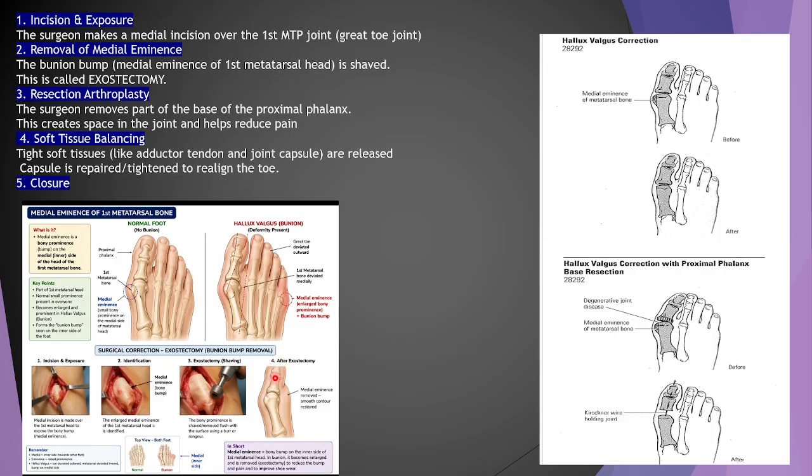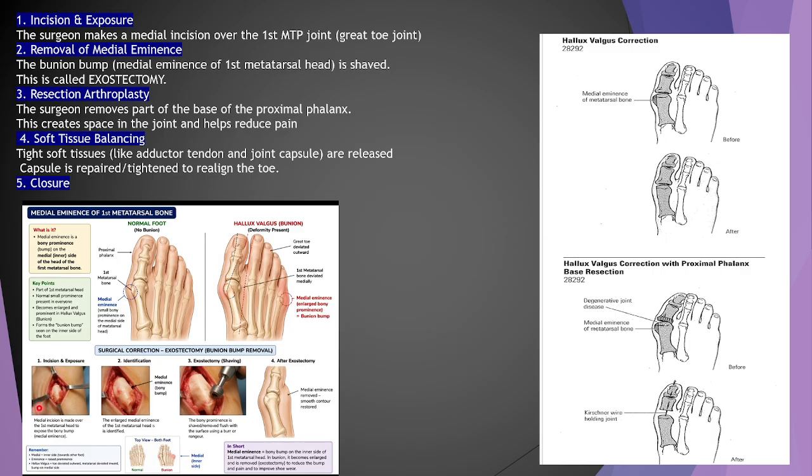And the third procedure, after exostectomy, he will do the resection arthroplasty. The surgeon will remove the base of the proximal phalanx. So where is the proximal phalanx? This one is the proximal phalanx, and here is the base. He will remove that. After that, he will create a space in the joint, which helps to reduce the pain. After that, he will do the soft tissue balancing, and after that, the closure is done.